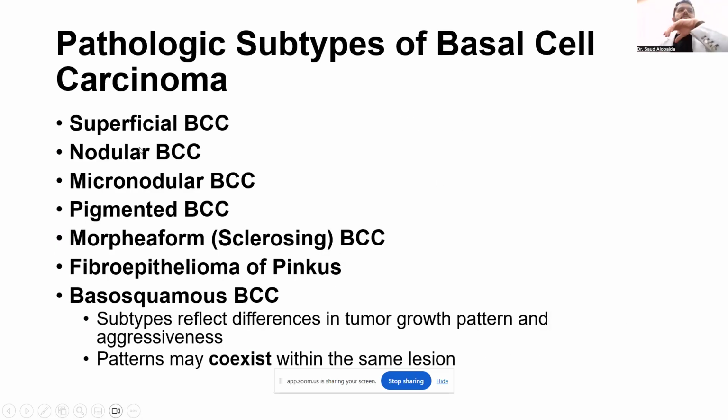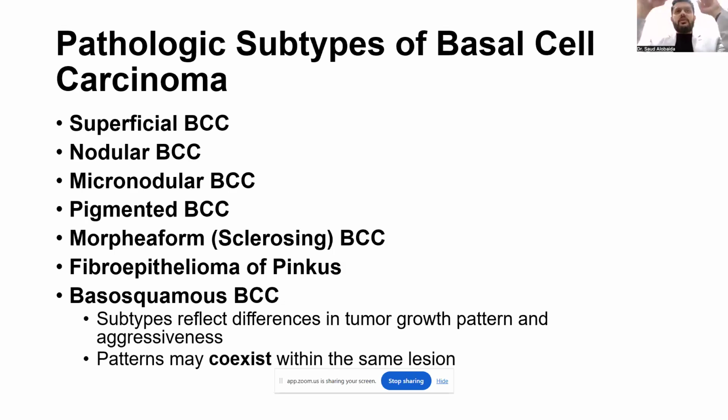Pathological subtypes, we have superficial, nodular. Superficial will be in the superficial epidermis. Nodular is the typical one you just saw. Micronodular is the same, but small pieces of islands of basaloid cells. Pigmented, it's the same thing with pigment.